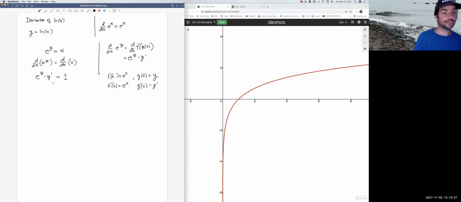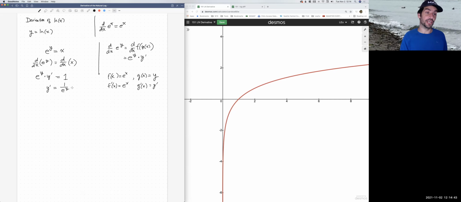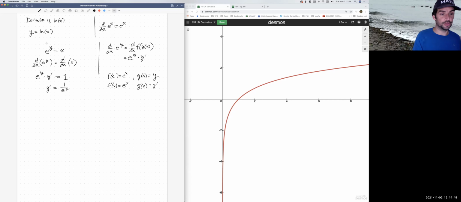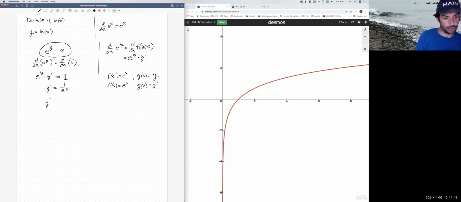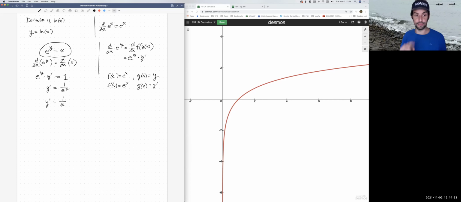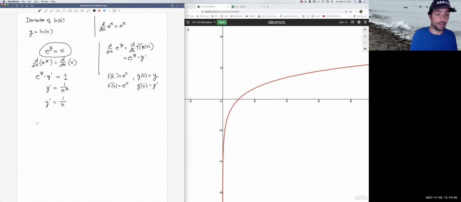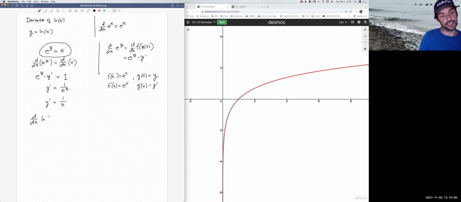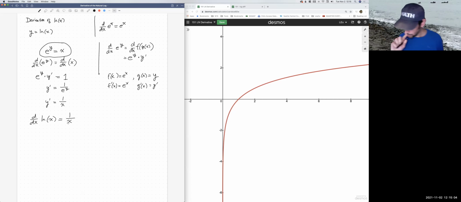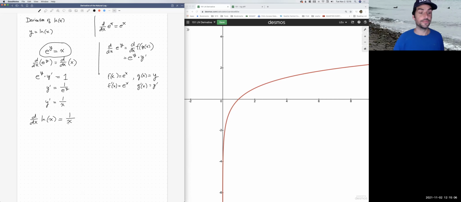Or dy/dx. So now I can just rewrite this as y prime is equal to 1 over e to the y. But according to our original relationship, we know exactly what e to the y is. y prime is 1 over e to the y, but e to the y is simply x. And that is the derivative of our function, okay? The derivative of the natural log of x is equal to 1 over x.